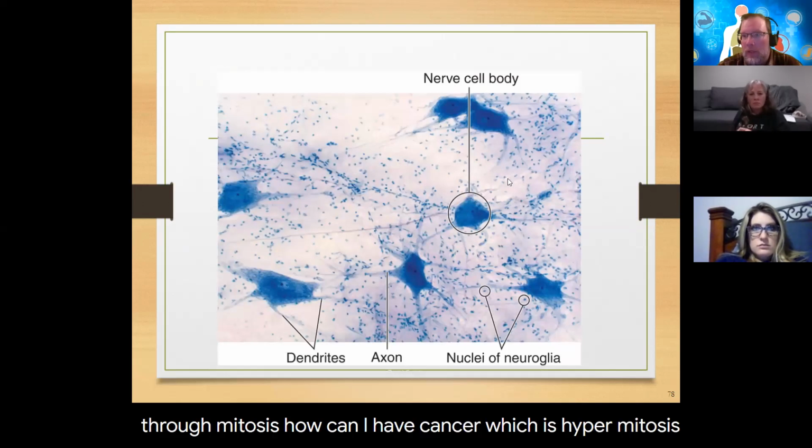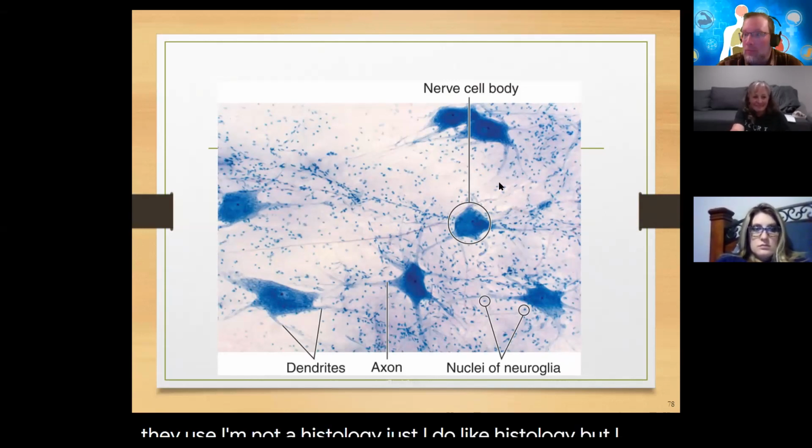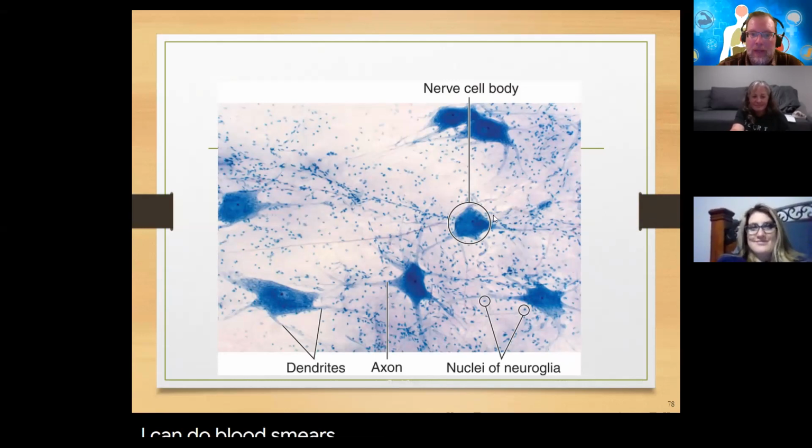That I don't know. It's Lugol's solution. It's usually a dye they use. I don't know. I'm not a histologist. I do like histology, but I can do blood smears. I've got the right stuff for that at Elkhorn campus.